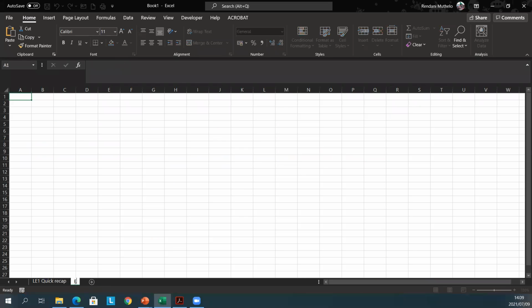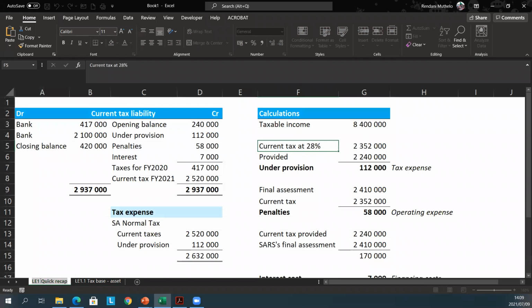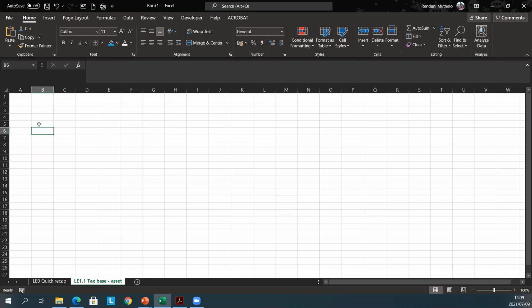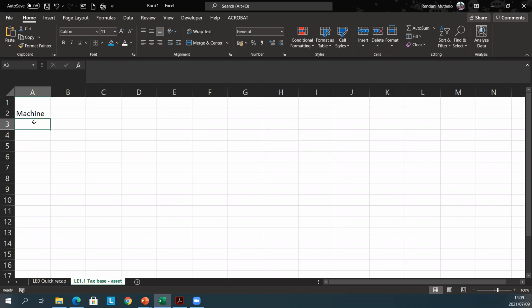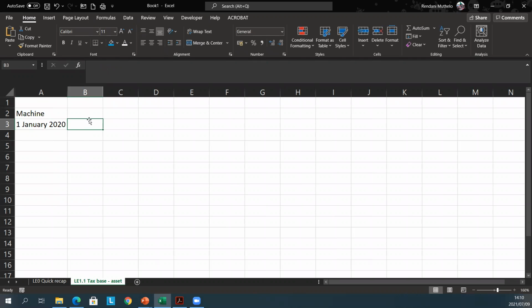So this is the tax base of the asset. So what do we have here? We are saying, what is the tax base under each? If we start with a new machine, what is it that we expect to receive as a deduction in the future? Do you agree on 1 Jan 2020 that what you are expecting to receive are deductions equal to the cost of the asset? So it means that the entire amount will be the tax base.